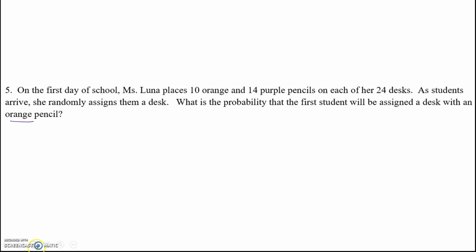Okay, so it tells us here that she had 24 desks. Okay, so that's my total, right? And then it says we're looking for an orange pencil, okay? So orange is 10. So 10 orange out of 24, right? We're looking for orange, so it should be orange over total, right? And then you always have to put it in simplest form. So 10 over 24 divided by 2 is 5 over 12.